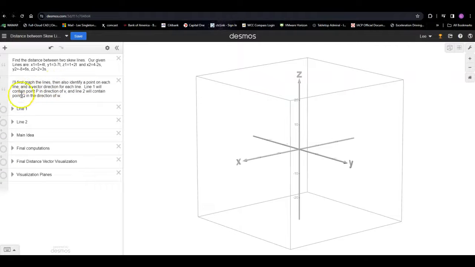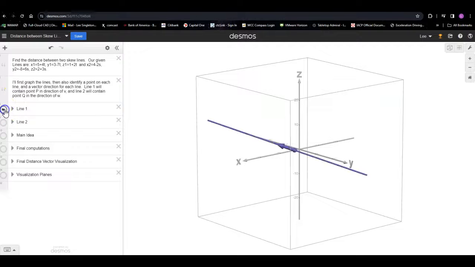What we're going to do is go ahead and graph each line, and I have this broken down into folders that we'll go through. So looking at line 1, line 2, the main idea of how we're going to find our distance, some final computations, and then the final actual distance, and visualizing the vector that is involved there. And then this last folder is a few more visualization things you can do to make sense of what we're doing.